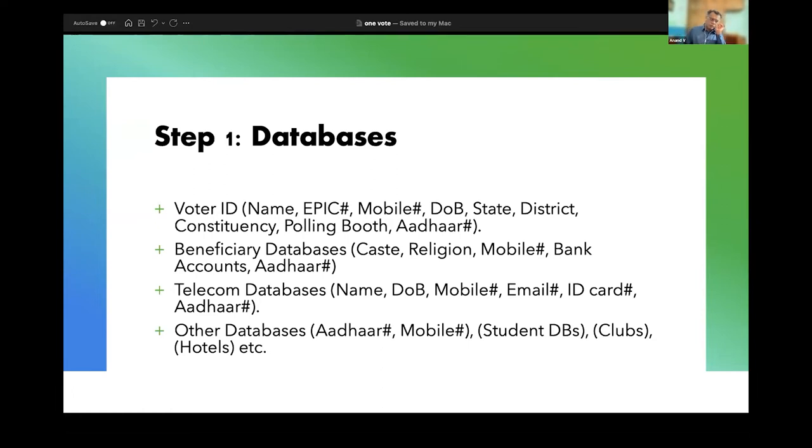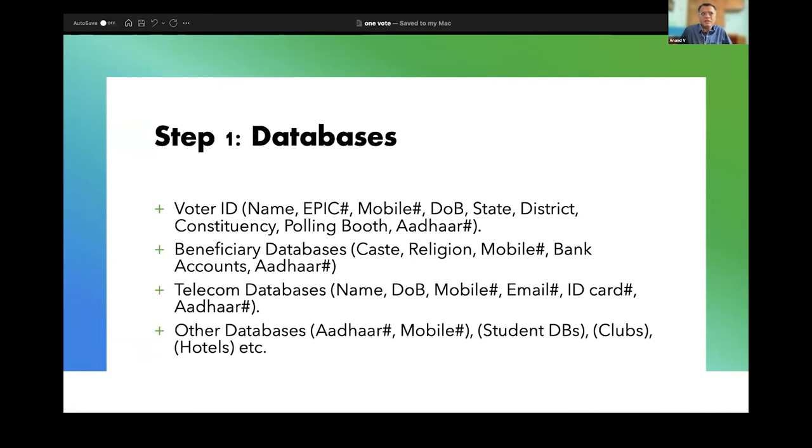And then they do a lot of cross-linking, either without telling people. The consequence of that was seen in the Telangana elections in 2018, I think. Then there are quite a lot of other databases, which we call beneficiary databases. There are quite a few of them. But in general, they have cash collection, mobile number, bank accounts, Aadhaar number, and so on and so on.